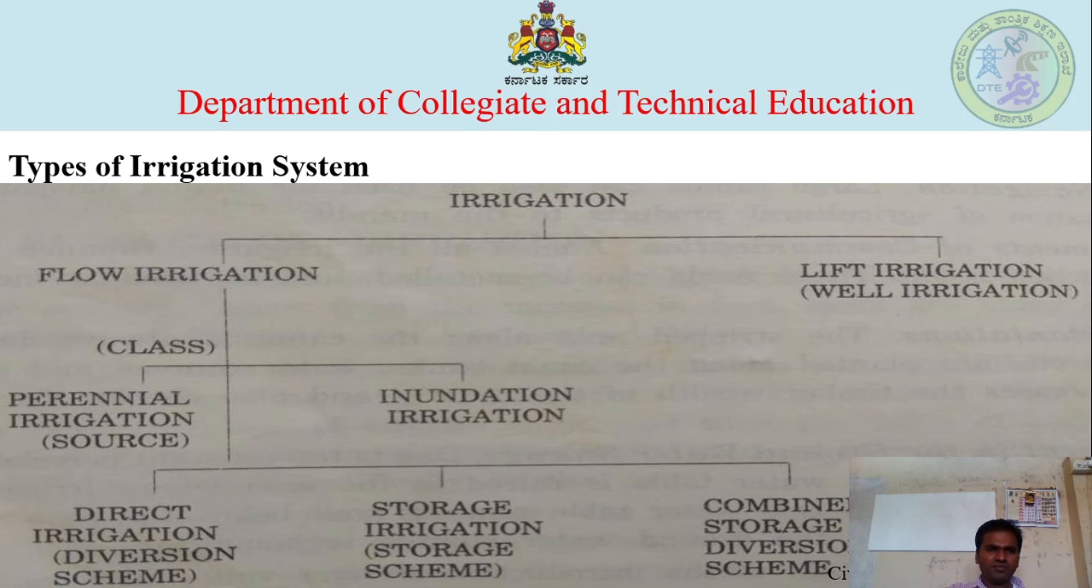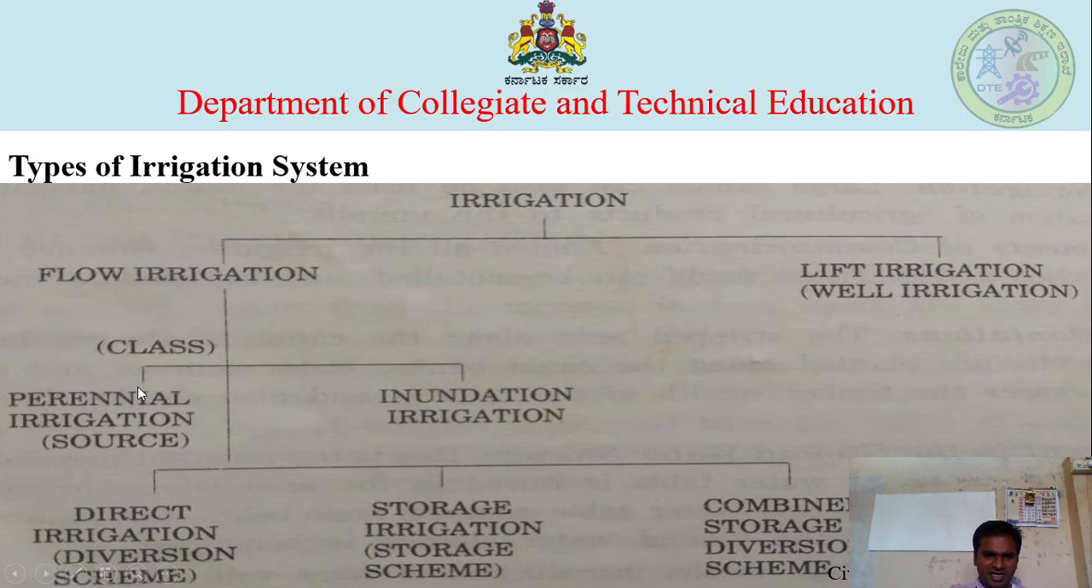Next, go into types of irrigation system. The irrigation system can be classified into two types, mainly flow irrigation and lift irrigation. Lift irrigation is also called well irrigation. Flow irrigation is also called gravity irrigation. Flow irrigation is further classified into perennial irrigation and inundation irrigation.